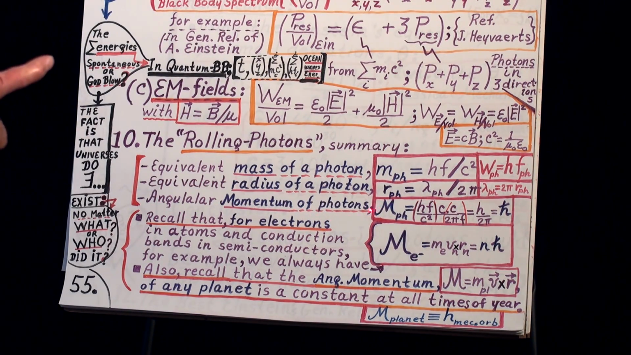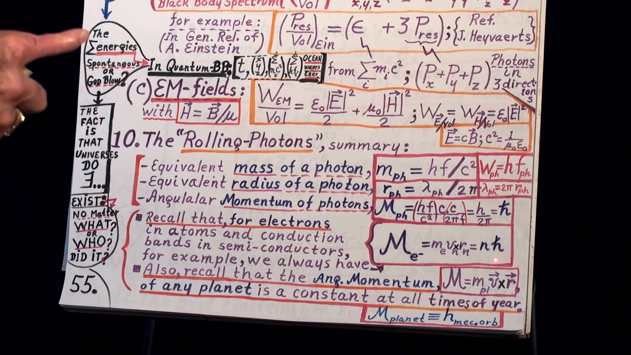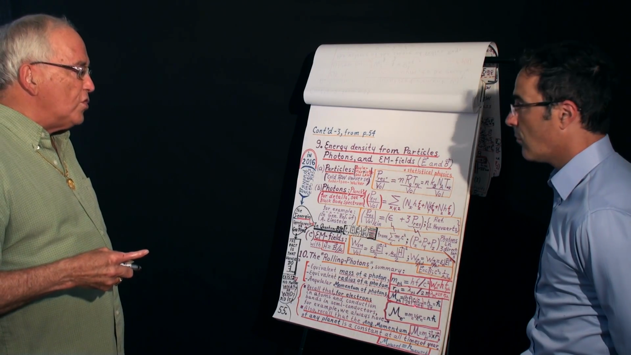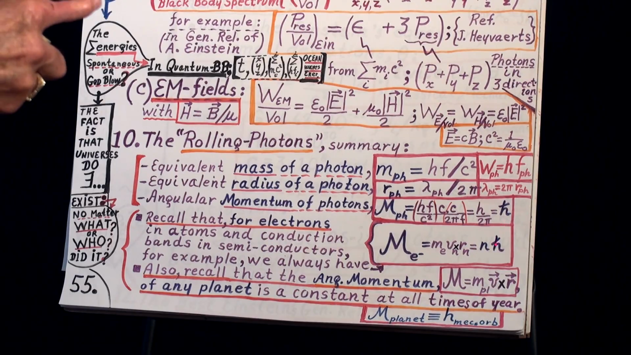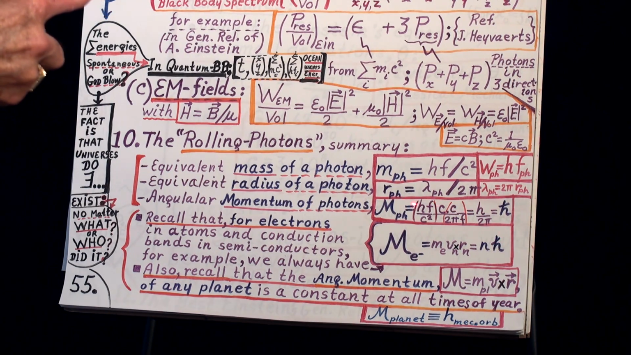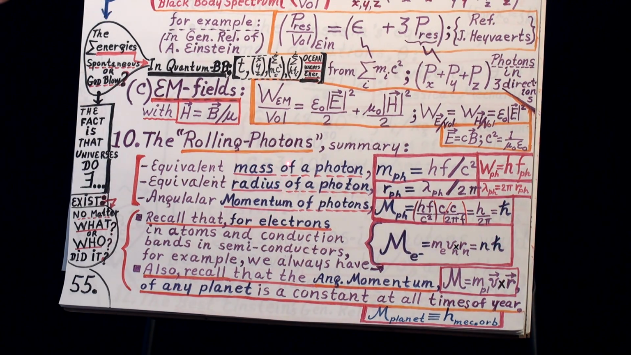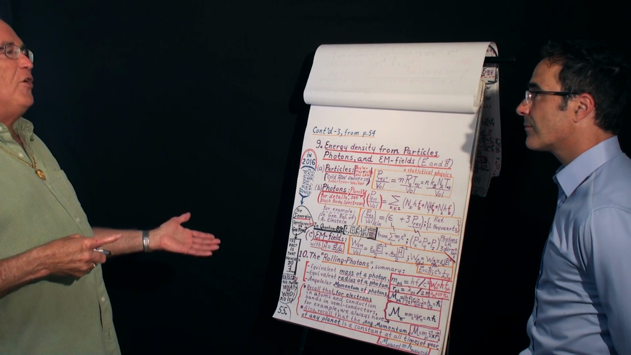And the angular momentum of a photon, any photon, the angular momentum is the mass times the speed times the radius, mvr. So mvr for an electron is n times Planck's constant over 2π. But for photons of any frequency, it's always h divided by 2π, Planck's constant. This is simply a beautiful way to remember what a rolling photon means.